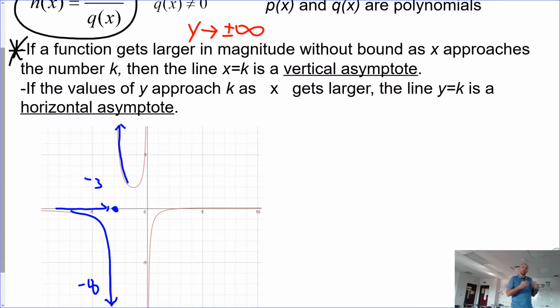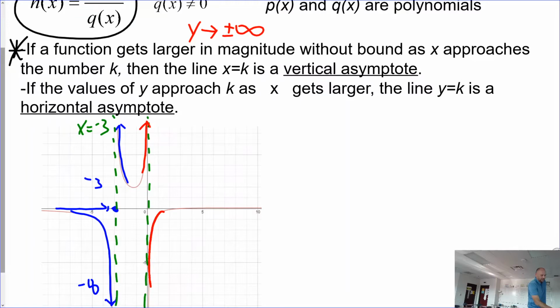Now, it's not really part of the graph, but it's like a boundary helping shape the graph. So this green dashed line I'm putting there, that's our vertical asymptote. It is at x equals negative 3. We also have one at x equals 0, but that's really the y-axis. If you look right here, as the x values get close to 0, those y values are going up. As x gets close to 0 from the other side, those y values are going down. That's a vertical asymptote.